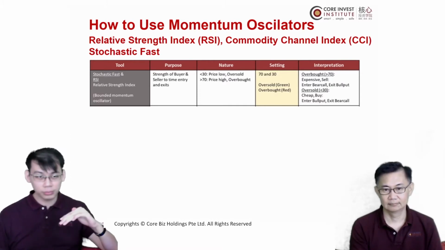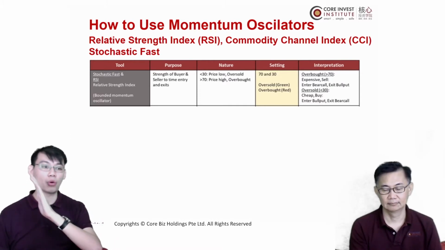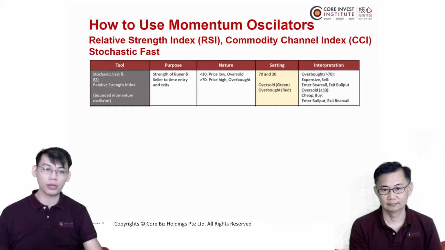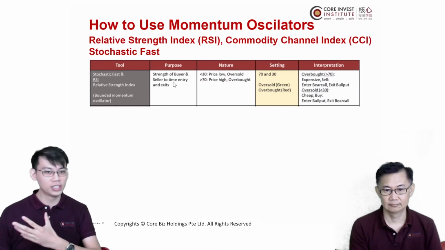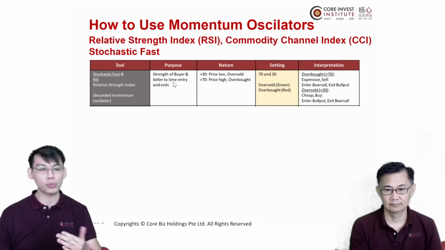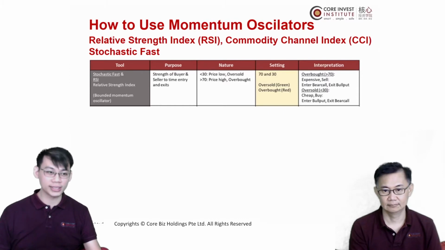When it's down, it means that it's oversold. When it's up, it means it's overbought. The purpose is to show us the strength of the buyers and sellers, so that we can better time our entry and exit. As we say, buy low, sell high. So when it's low, we can look at these oscillators to help us with decision making.